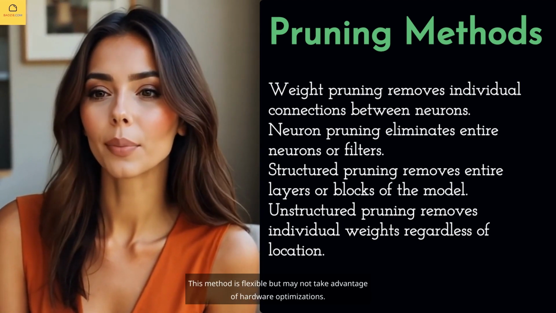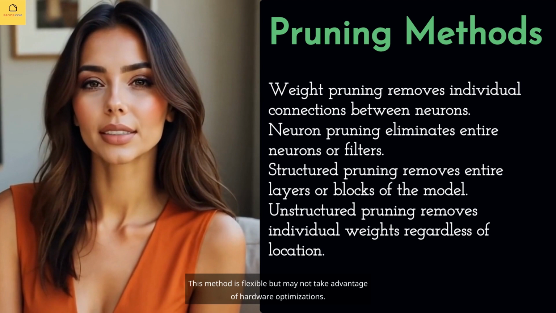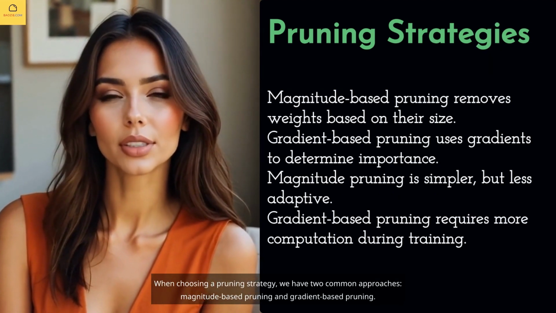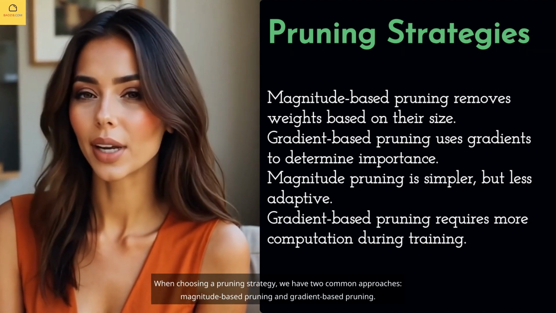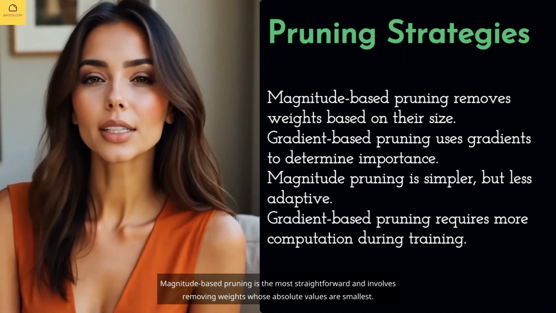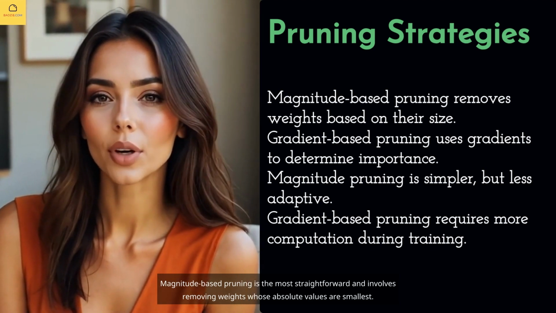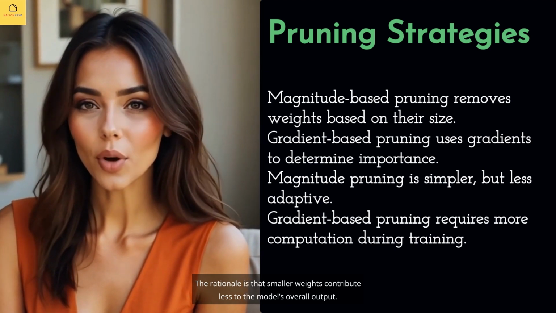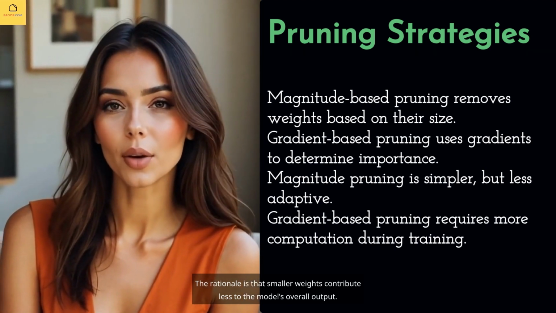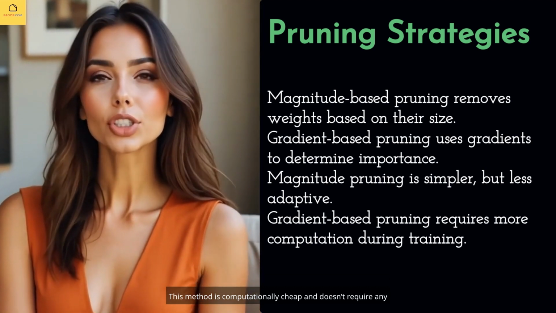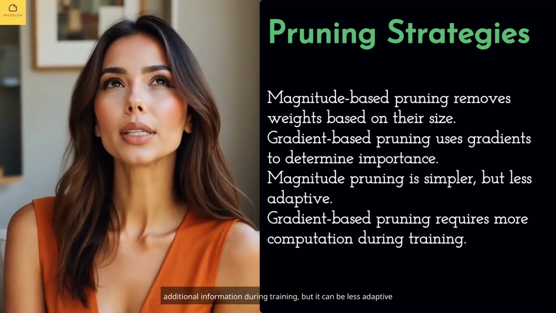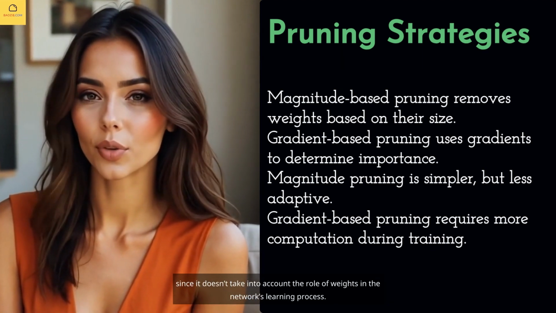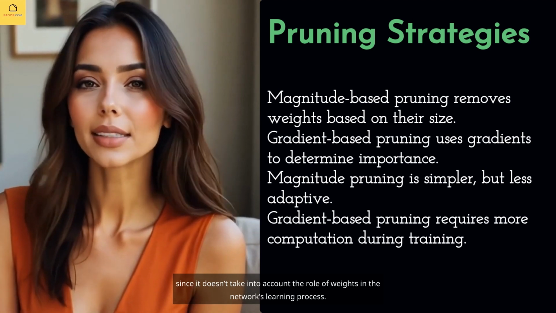This method is flexible but may not take advantage of hardware optimizations. When choosing a pruning strategy, we have two common approaches: magnitude-based pruning and gradient-based pruning. Magnitude-based pruning is the most straightforward and involves removing weights whose absolute values are smallest. The rationale is that smaller weights contribute less to the model's overall output. This method is computationally cheap and doesn't require any additional information during training, but it can be less adaptive since it doesn't take into account the role of weights in the network's learning process.